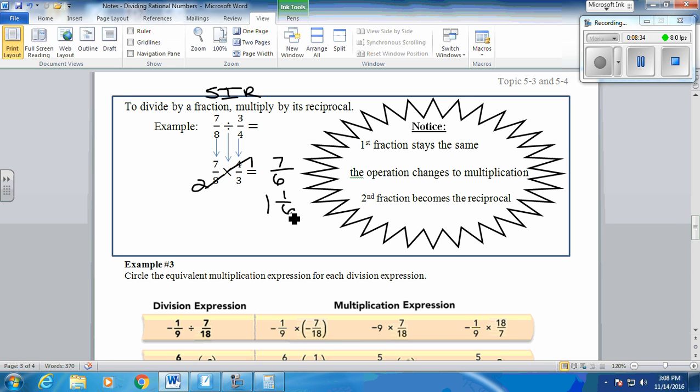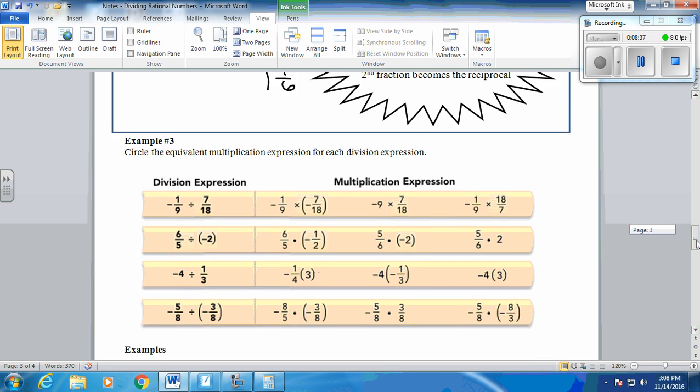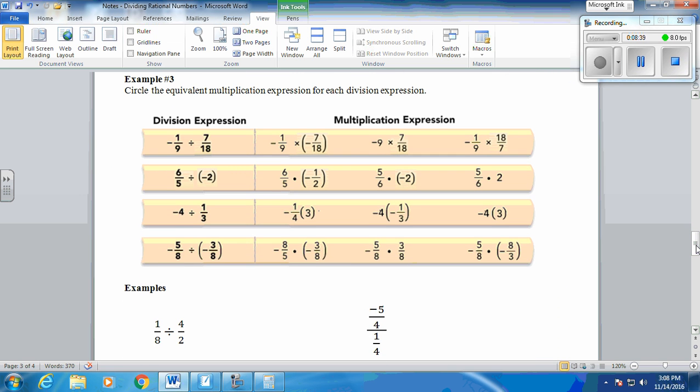So number 3, I'll do the first one with you. They're asking you to circle the equivalent multiplication expression for each division expression. So the first term, remember, is always going to stay the same. So we have negative 1/9 divided by 7/18. So negative 1/9, this one right here is negative 1/9, this one is negative 9, so that one won't work. And the third one is negative 1/9.